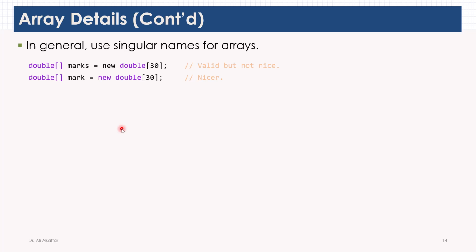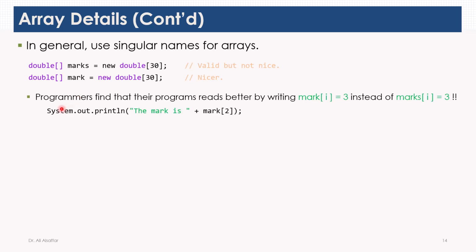Also, the singular form works better when the array name is used in some sort of computation. In this case, the name refers to only one element, not the whole array. Let us refer to our mark array. Programmers find that their programs read better by writing mark I equal to 3 instead of marks I equal to 3. Why? Because mark I refers to a single mark. However, if you write marks I, then it refers to more than one mark. Therefore, when you print the mark, you say the mark is, and it is singular when you refer to indexed variables.